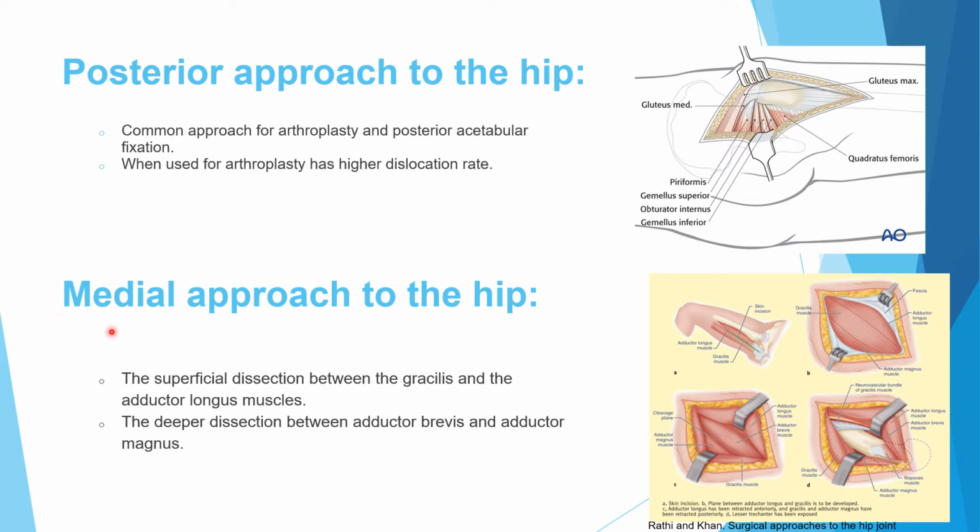Another approach, rarely used, is the medial approach, sometimes used to reduce hip dysplasia in a very young infant. The dissection is between the gracilis on one side and the adductor longus muscle, and that's in the superficial layer, and the deep dissection will be between the adductor brevis and adductor magnus.